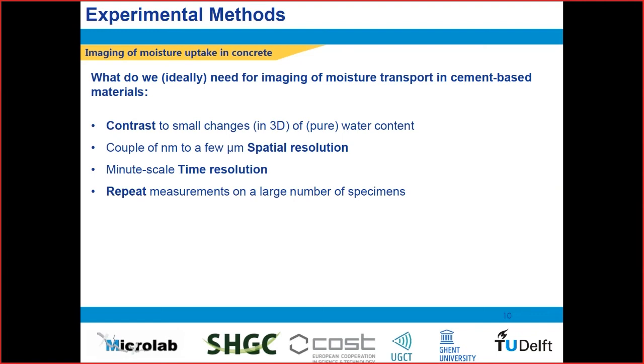First, we need contrast to small changes, in 3D, of pore water content. Second, we need at least a couple of nanometers of spatial resolution. Then we need minute-scale time resolution, so we need to be able to complete one 360-degree scan of the sample within 1 minute. And then, of course, we need to repeat the measurements on a large enough, statistically relevant number of specimens.